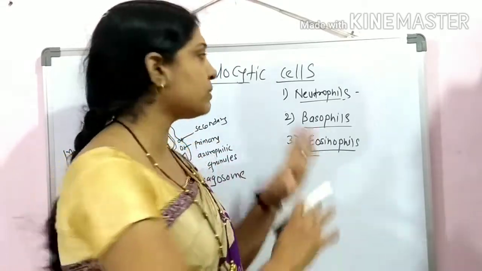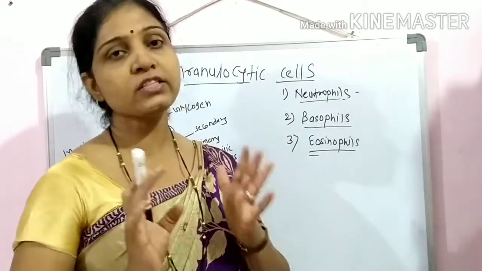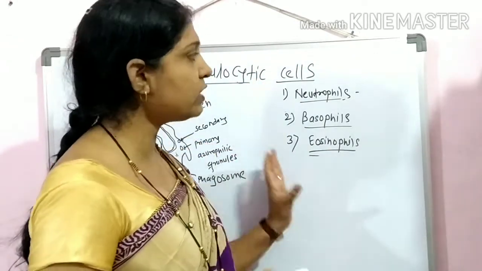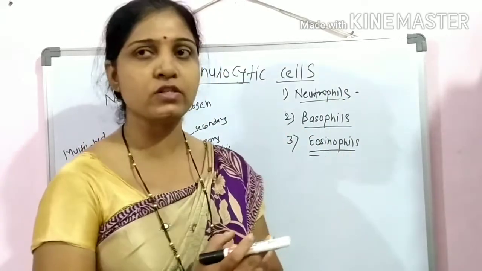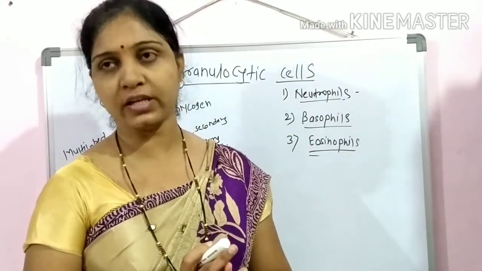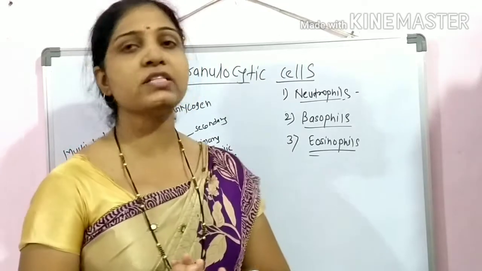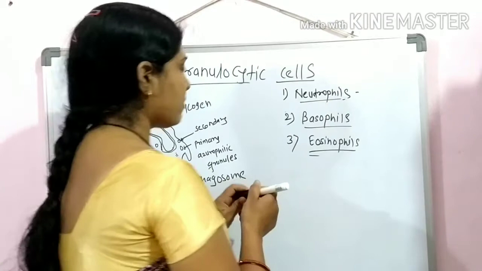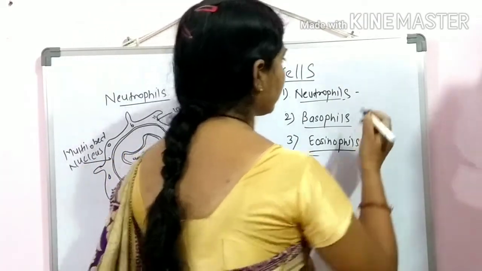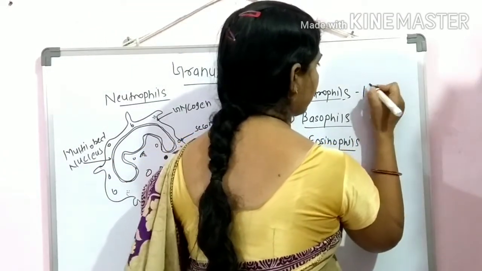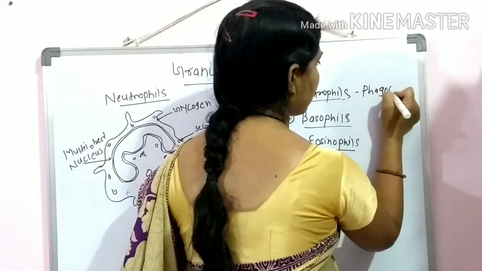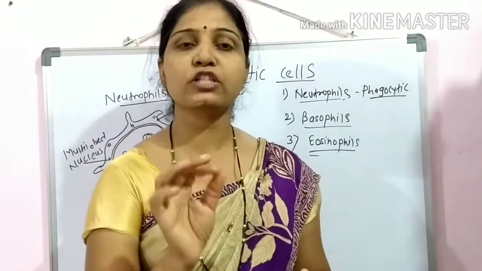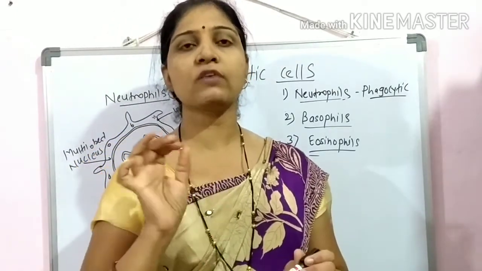So on the basis of their cellular morphology and staining properties, these are categorized into three different types. Among these, the neutrophils and the eosinophils are both phagocytic in nature, and the basophils are non-phagocytic in nature. Here we are first discussing the neutrophilic cells, or neutrophils. These are phagocytic cells.